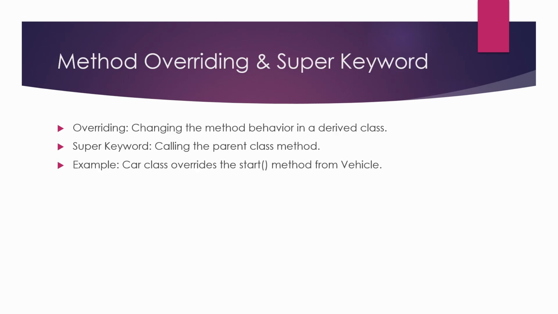Next, we have method overriding and the super keyword. Method overriding allows a derived class to provide its own implementation of a method that is already defined in the base class. Using the super keyword, we can call methods from the parent class, enabling us to extend or modify the inherited behavior. For example, a car class might override a start method from the vehicle class to include specific functionality.